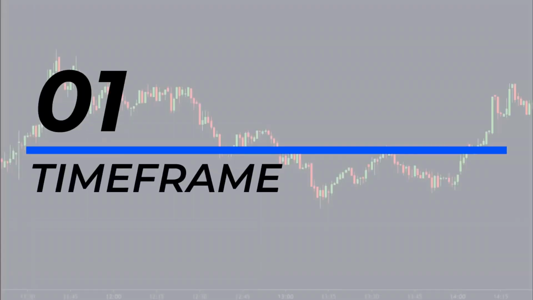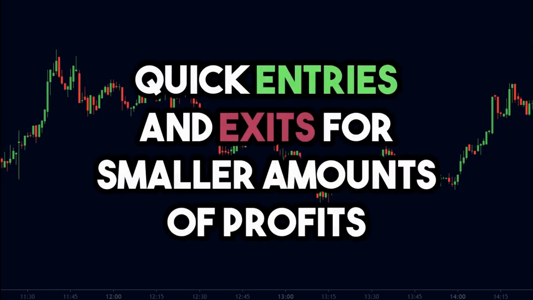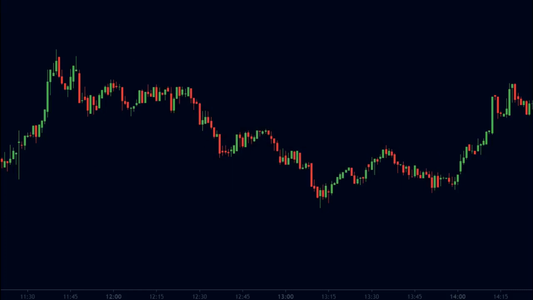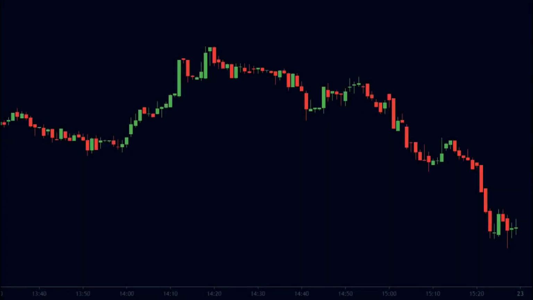First, let's talk about the time frame. Scalping is a form of day trading. But scalping consists of quick entries and exits for smaller amounts of profits. Hence, the best time frame for pure scalping is a 1-minute chart. On these lower time frames there are large moves that indicate a certain sentiment.